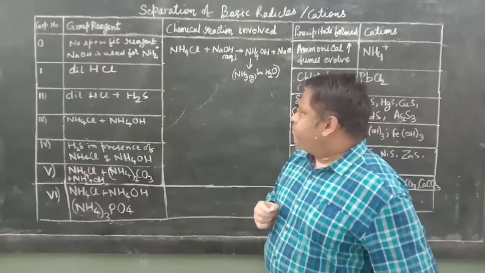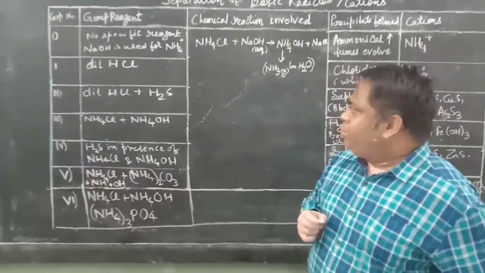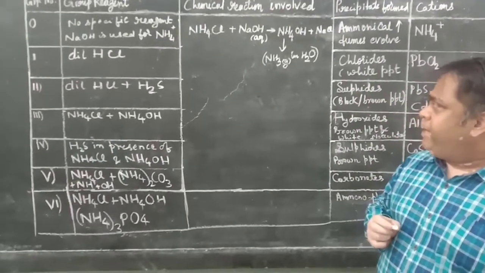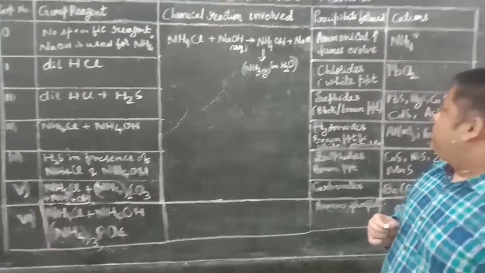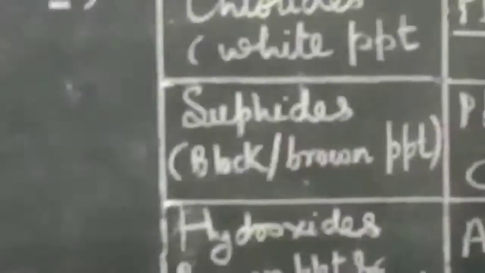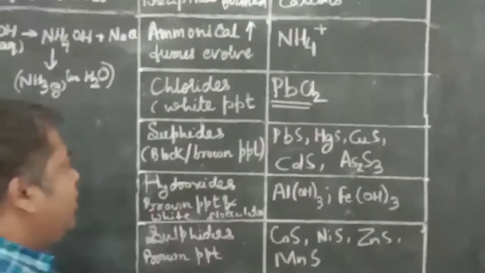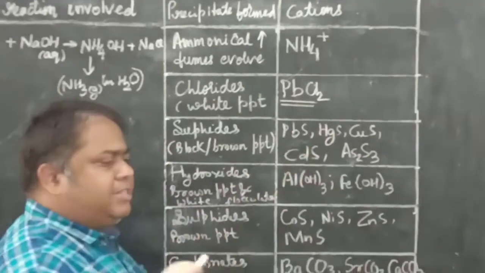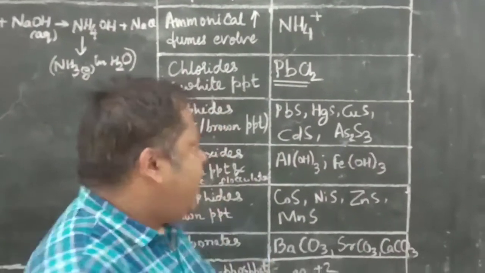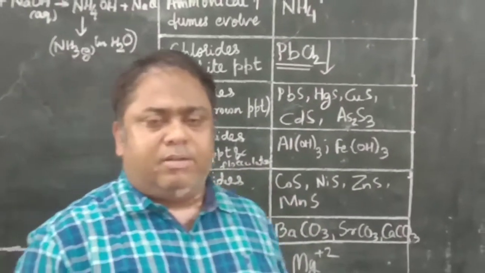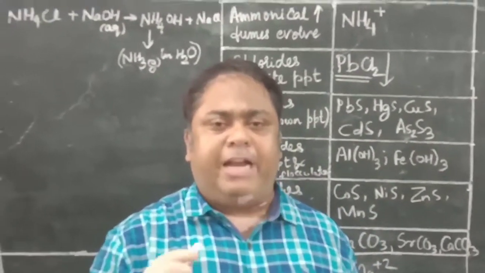Next is group 1. In group 1, we have a number of cations which can be separated, but in our syllabus we have lead only. Otherwise, silver can also be there in group 1, which is not to be tested. So lead, any kind of lead, is converted into lead chloride, and white PPT will form. So if white PPT is formed, then we suspect that lead might be present.